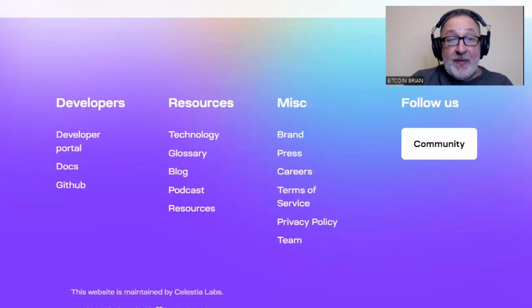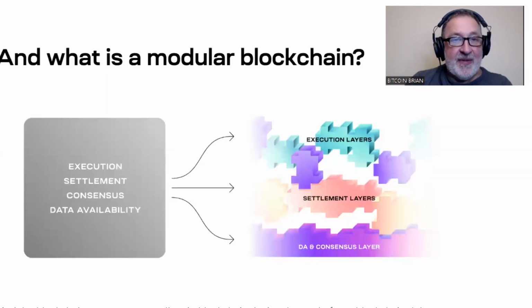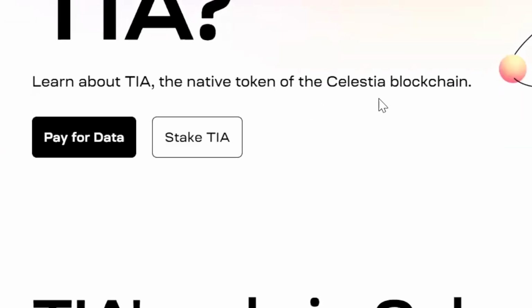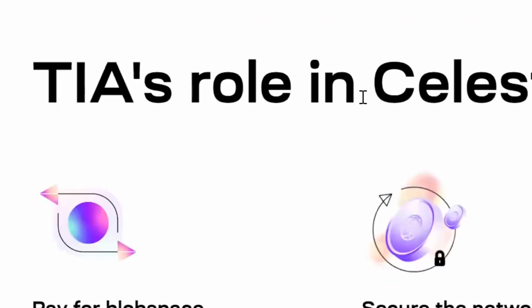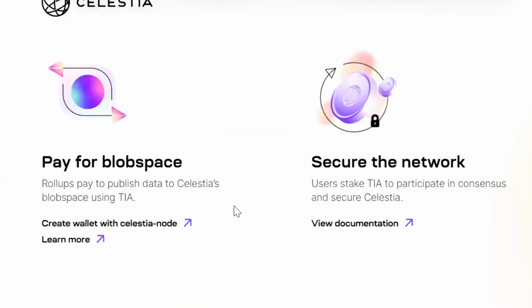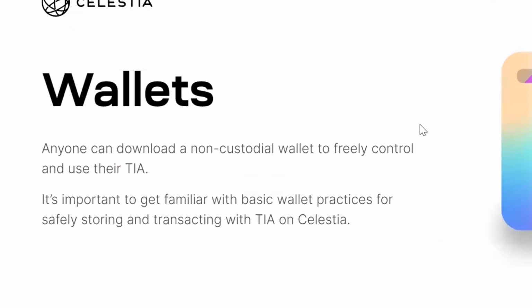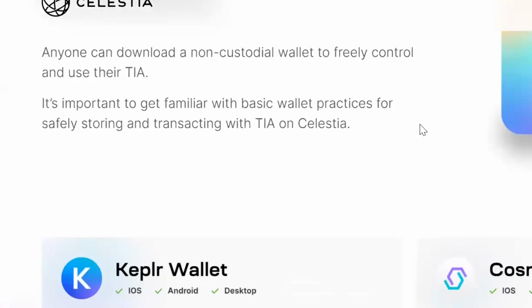This coin just launched back at the end of October, so big things are happening with it. You can see, what is TIA? TIA is the token for the Celestia blockchain. Its role is to pay for blob space, secure the network, and act as the gas token for rollups. And then you can get wallets. Anyone can download a non-custodial wallet for free, and control and use their TIA.